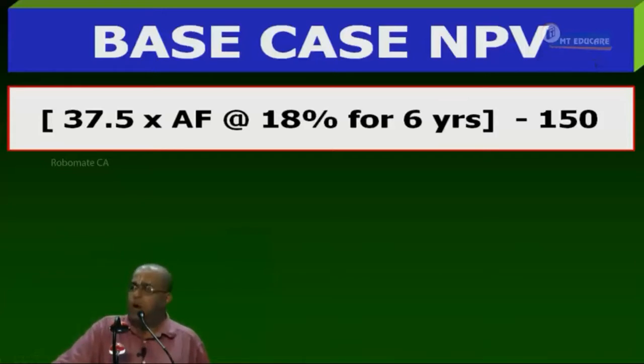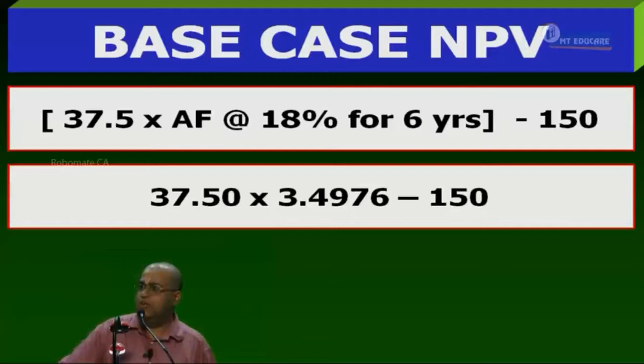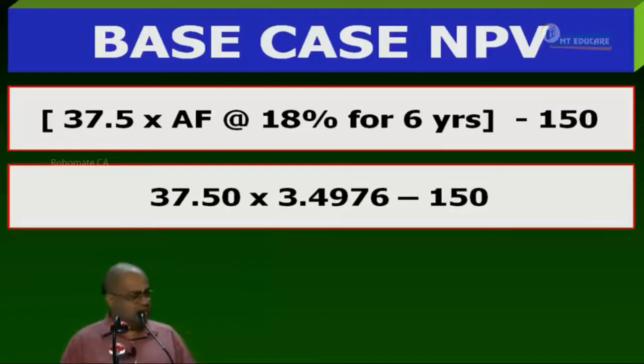Annuity factor, what percentage? 18%, 6 years. Why did I discount at 18%? Because it is all equity. Okay. 37.5 lakhs into annuity factor 18%, 6 years, which is equal to 37.5 lakhs into 3.4976. 37.5 lakhs into 3.4976 is equal to, I want a number, tell me, 131.16 lakhs.